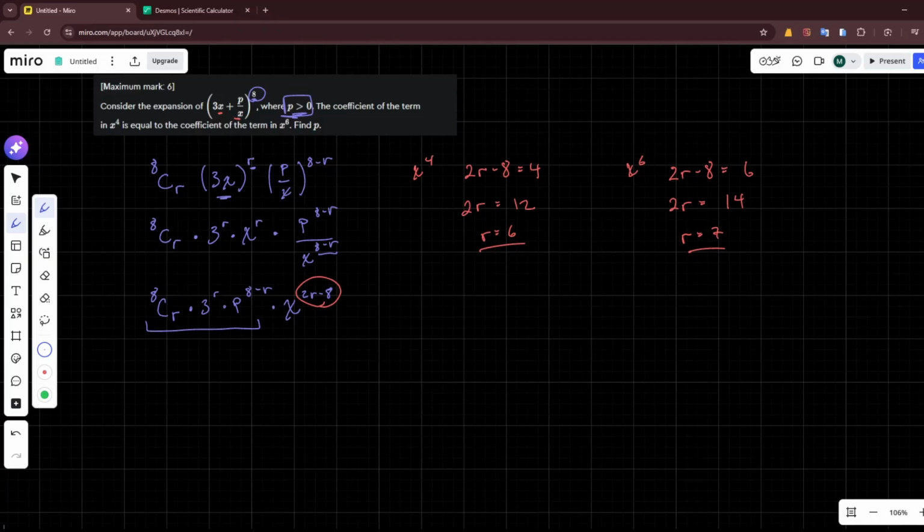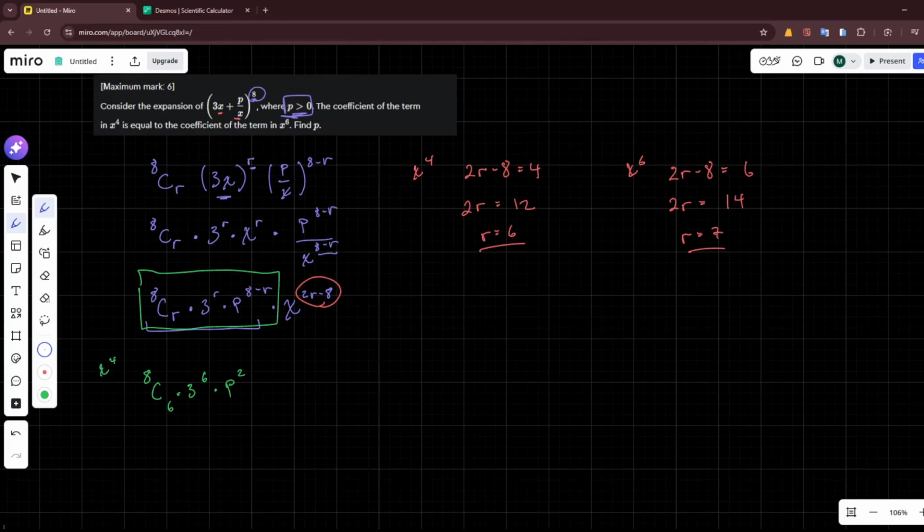And what's super helpful about this approach is that once I know my value for r, I already have a general definition for the coefficient of all the terms. So I can take r equals 6, and for x to the power of 4, go 8 choose 6, 3 to the power of 6, p to the power of 8 minus 6, which will be 2.